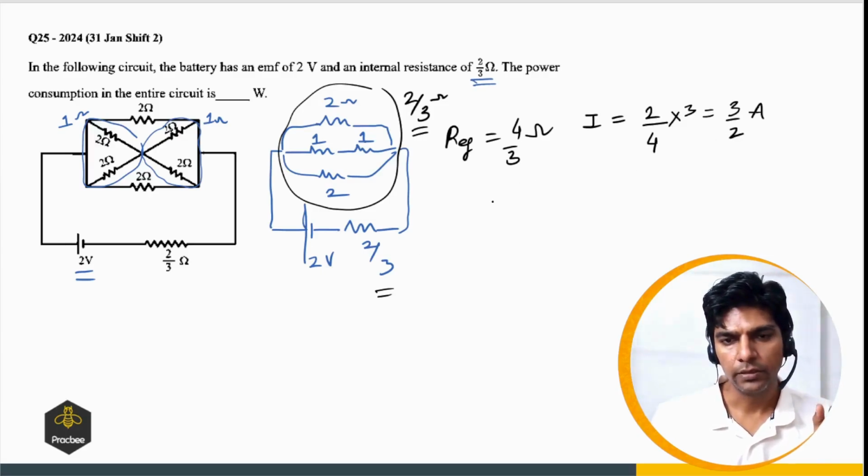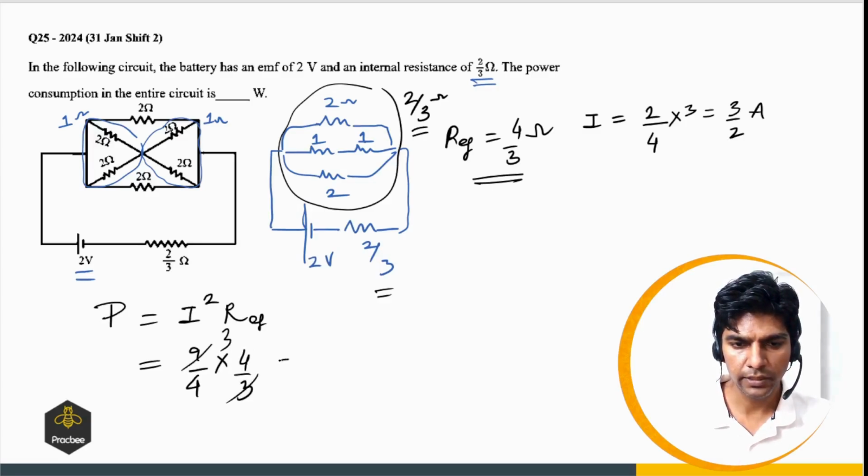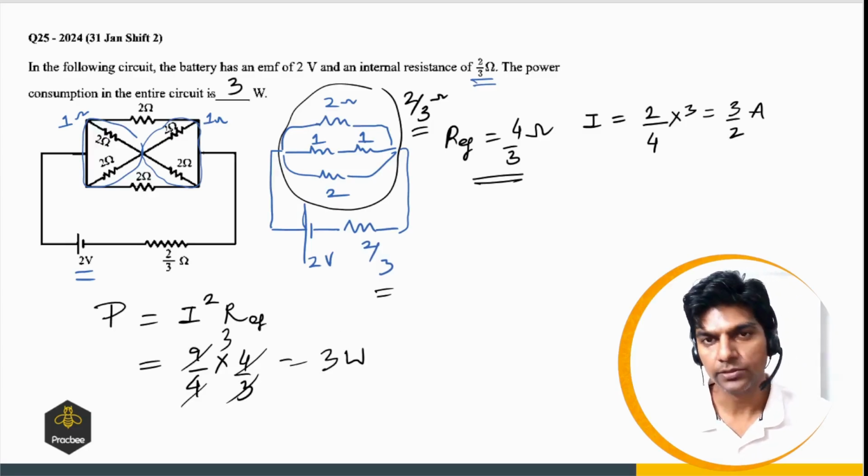Now we know the current and we know the R equivalent. So the power dissipation will be I square R equivalent. So I is 3 by 2, so 9 by 4. R equivalent is 4 by 3. So this will give us 3. 4 will get cancelled out, so that will be 3 watt. So 3 is the answer of this question.